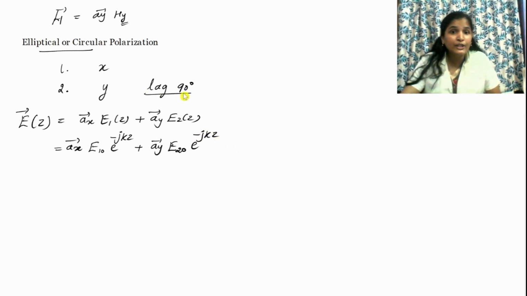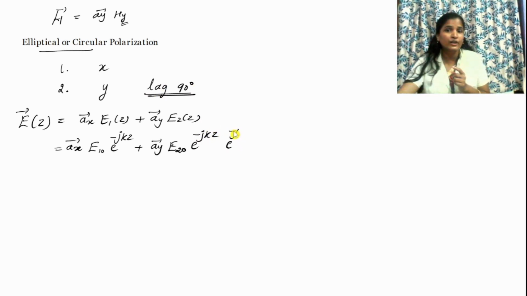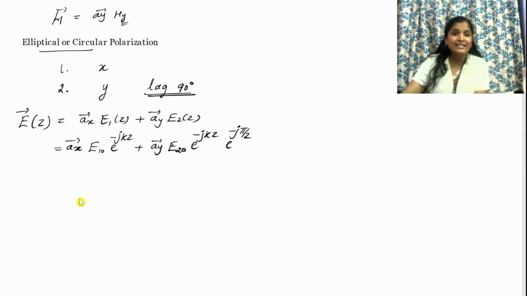Along with this, we need to mention the lag also. So what is the lag? Lag of 90 degrees. We can denote it with minus j pi by 2, since pi by 2 is 90. Since we have lag, we denote it with minus j. With this equation, let us write the instantaneous expression.